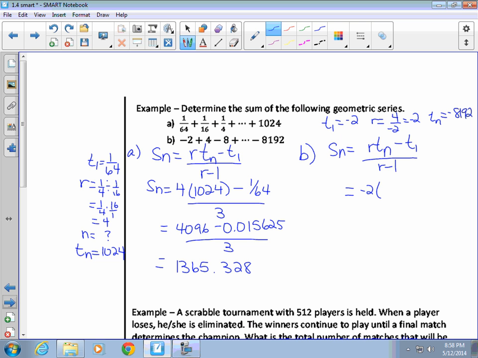So I have -2 times -8192 minus -2, all over -2 minus 1, which is -3. So my top is equal to 16,384 minus 2, which is 16,382, divided by -3, so it equals -5,462.